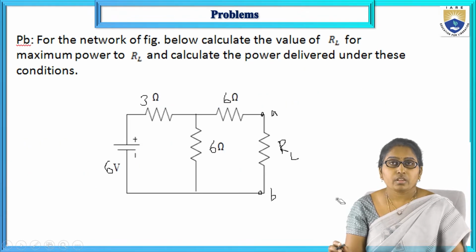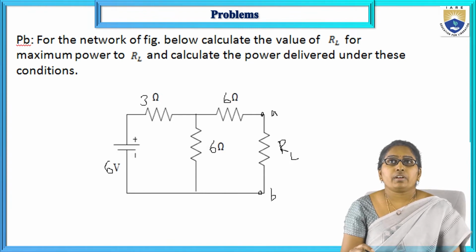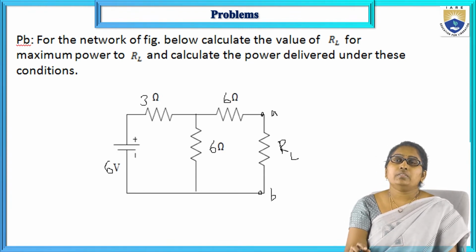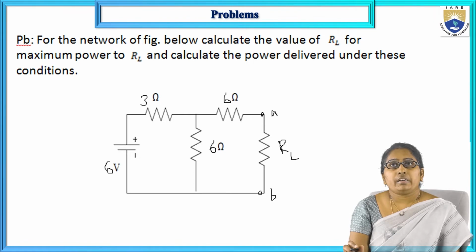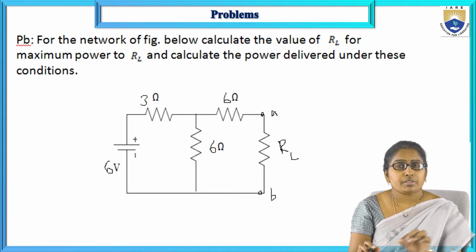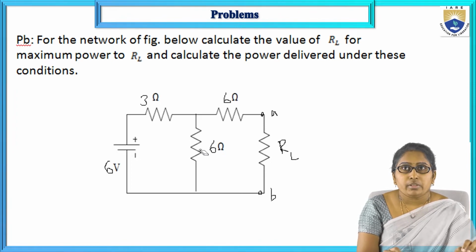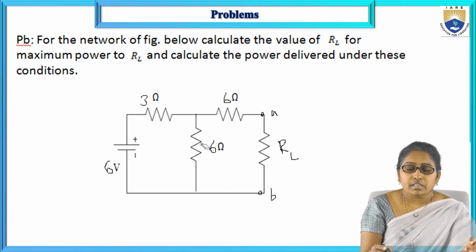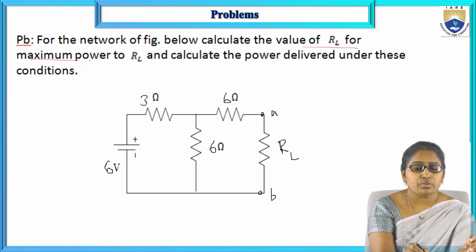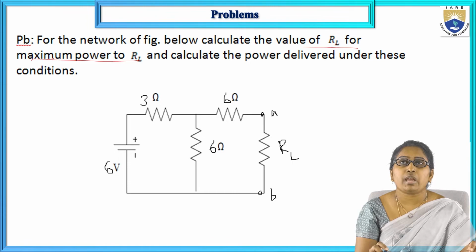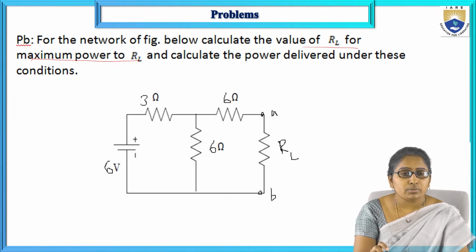Now, problems based on the maximum power transfer theorem. So consider this problem. For the network of figure below, calculate the value of RL for maximum power to RL, and calculate the power delivered under these conditions. This is the figure given. Calculate the value of RL for maximum power delivered to the RL. So that is the first thing they ask to calculate.